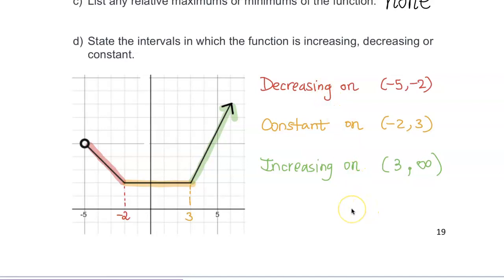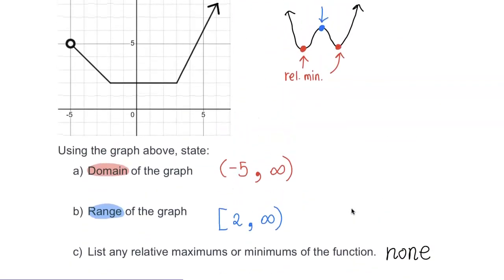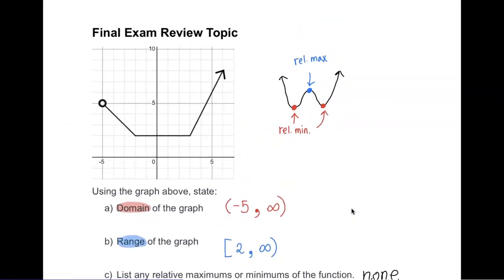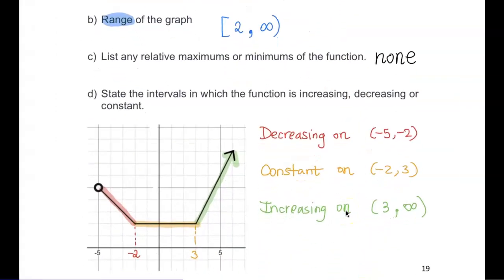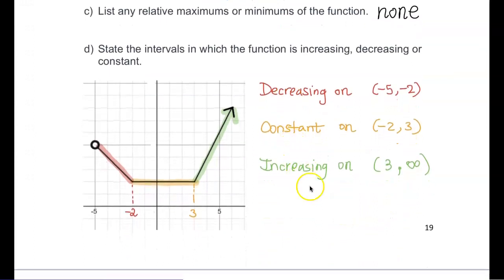All right, so that's it for this example where we had to read domain and range. Unfortunately, we didn't have any relative min or max, but we were able to find 3 sections where it was decreasing, constant, or increasing.